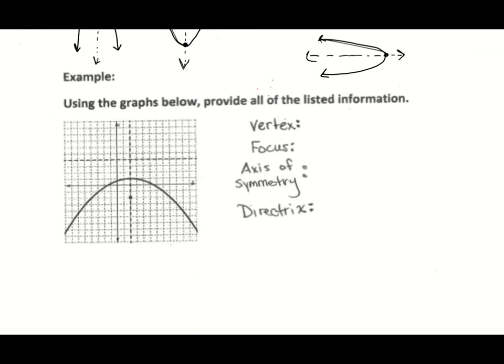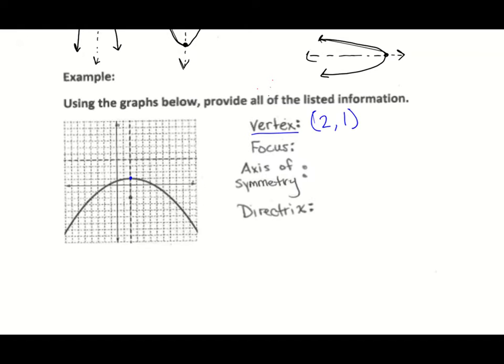This example says, using the graphs below, provide all of the listed information. So the first thing we want to find on this parabola is the vertex. And the vertex is the point on the parabola where it is on the axis of symmetry and the top of that curve. So this right here is our vertex. We can count our point. We go over 1, 2 on our x-axis here, and up 1. So our point is (2, 1). Sorry, I wrote that in the wrong spot. That goes in the vertex spot, (2, 1).